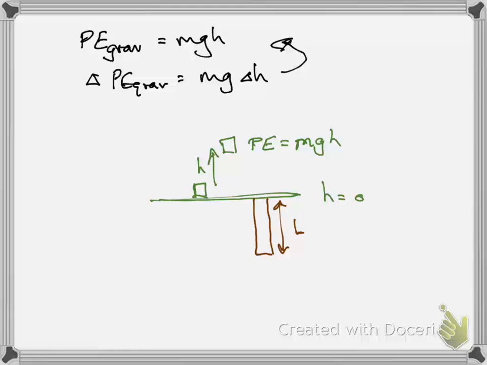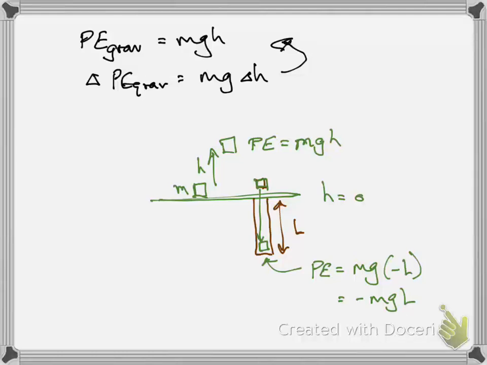So if I take my object, the same object with mass m, I guess I never defined it having a mass m, and I drop it in the hole, and then I ask, what is the potential energy of the object at the bottom of the hole? Well, if h equals 0 at the top, then it has to reduce in potential energy. The energy has to get smaller. So the potential energy of the object at the bottom of the hole is going to be mg times minus L, because it's gone down, or minus mgL.